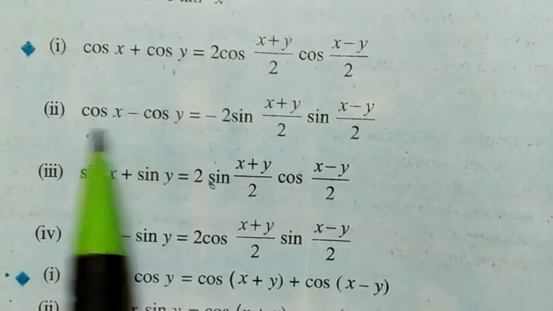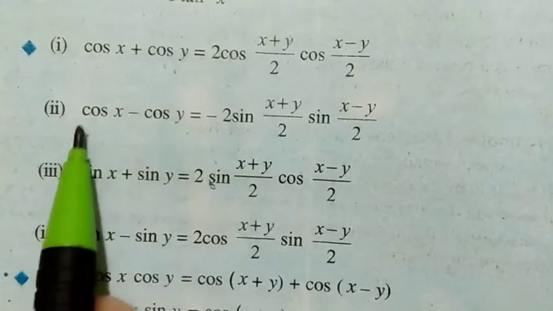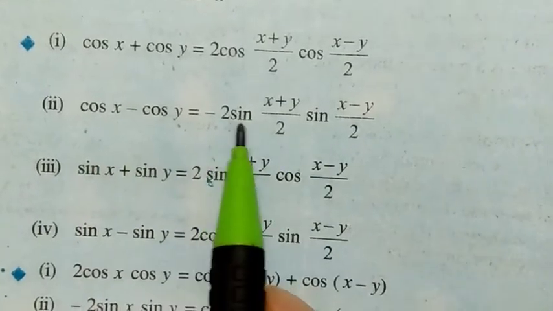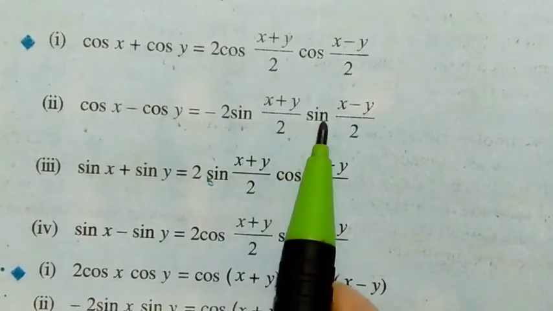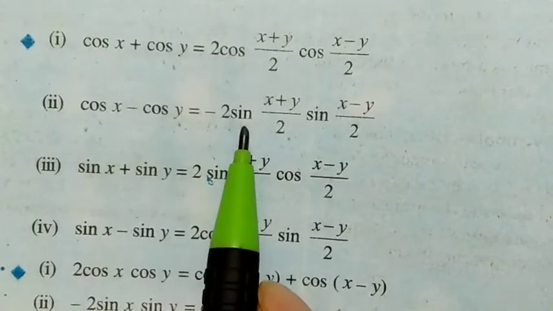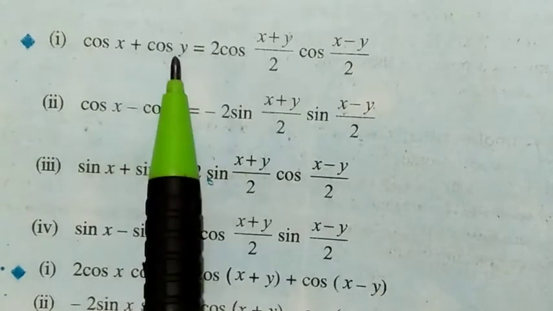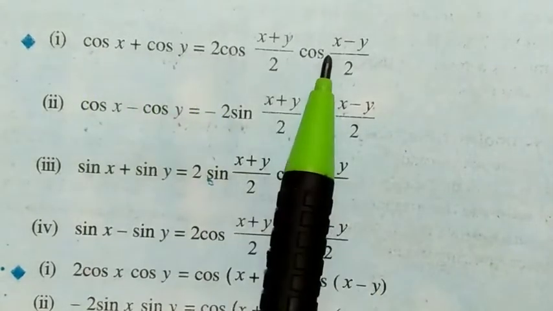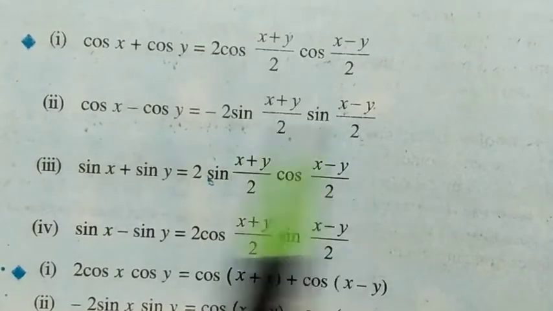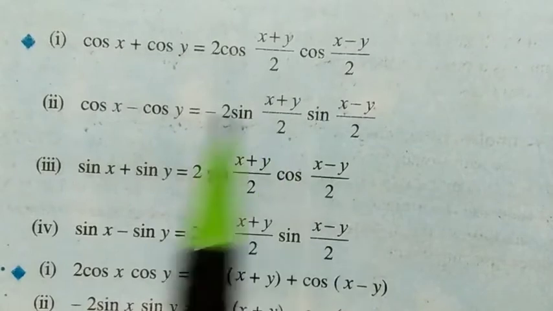Now cos x minus cos y is equals to minus 2. Just remember here in cos of minus, cos x minus cos y, it is minus 2 sin x plus y by 2 sin x minus y by 2. So in cos x plus cos y it's 2cc, but in cos x minus cos y it's minus 2ss. Okay, it's negative, so minus 2 ss for sin.